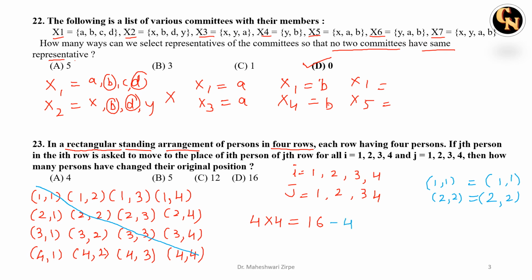So we will just minus: from 16, if you subtract these 4, how much remains? 12. So basically these 12 arrangements we can interchange. Okay, we can change only the 12 arrangements. So the answer here is 12. Okay, this way you have to solve. Understood? Let us go to the next one.